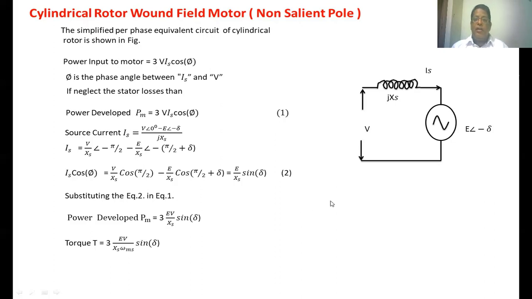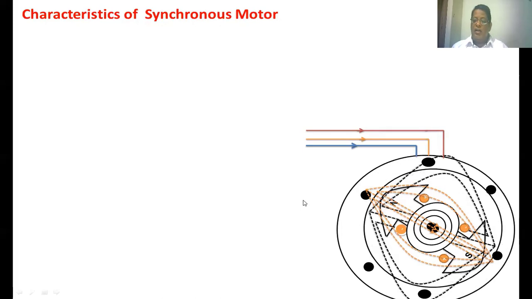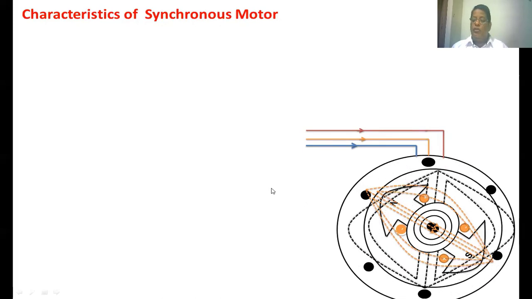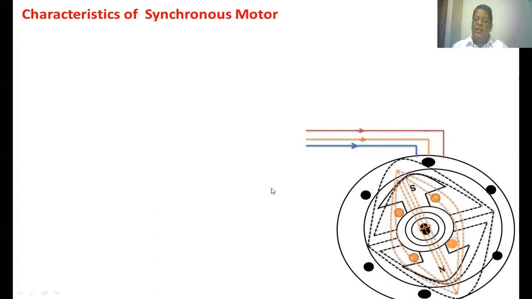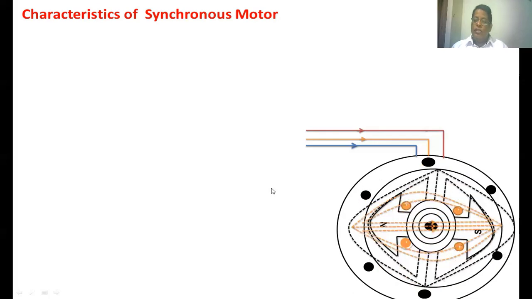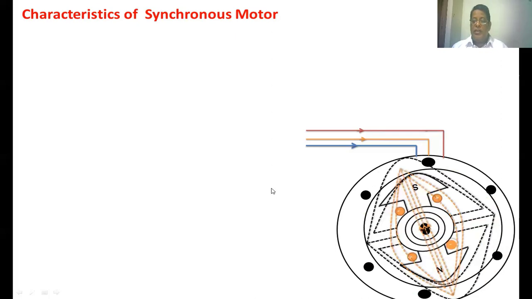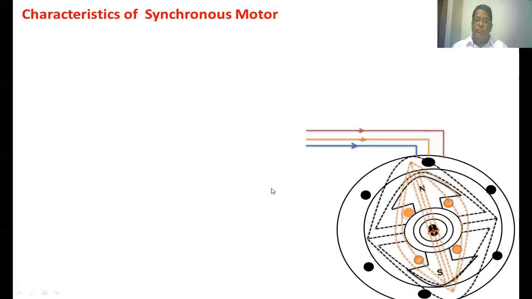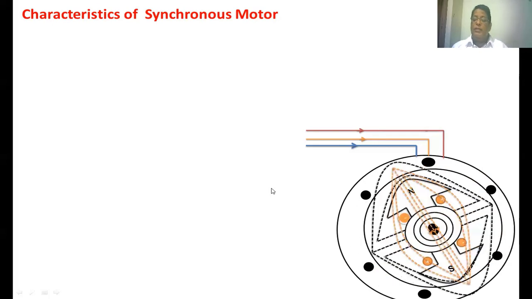Now if we come to the salient pole synchronous motor, we cannot take the synchronous reactance as a constant value, because it consists of projected poles. So this is the structure of a salient pole synchronous motor. Whenever you give the field winding, there is a locking between the stator flux and rotor flux. Both stator flux and rotor flux rotate at the same speed, that is the synchronous speed. That's why we call this motor the synchronous motor. Synchronous is nothing but a constant speed motor.